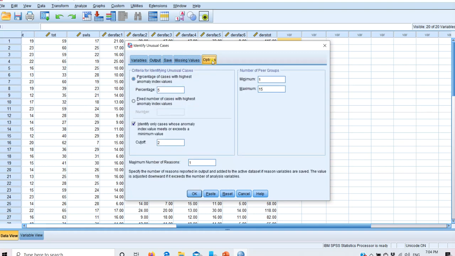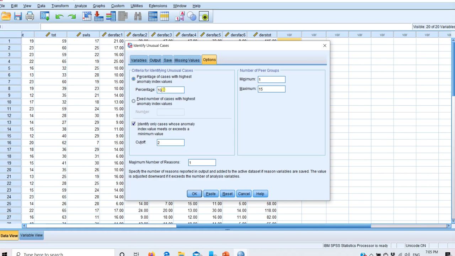Now come in the option. There are two options. We can fix the number of cases if we know that this much cases may be anomalous, or we can fix percentage. By default it is 5%. I am making it say 15% or say 10%.